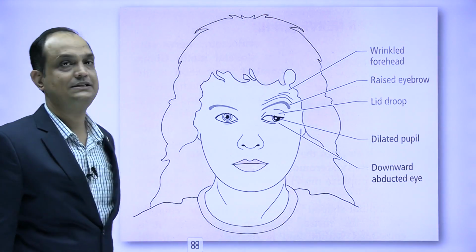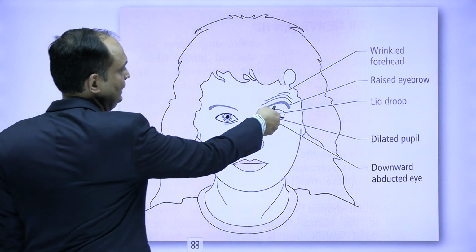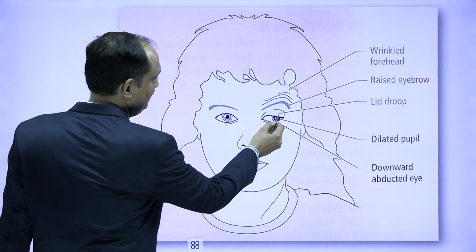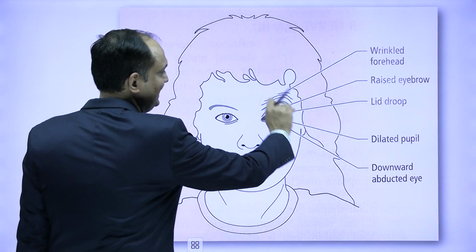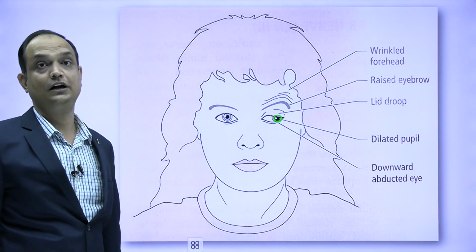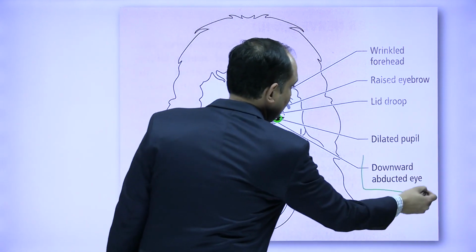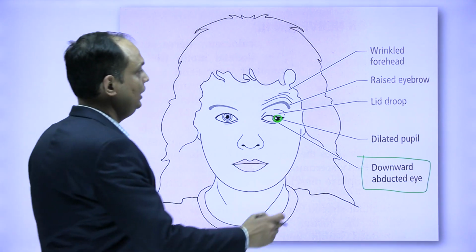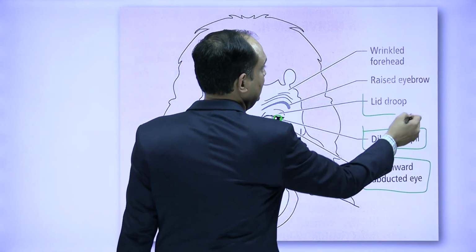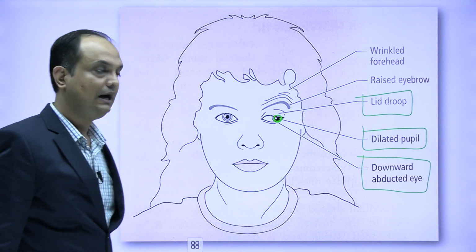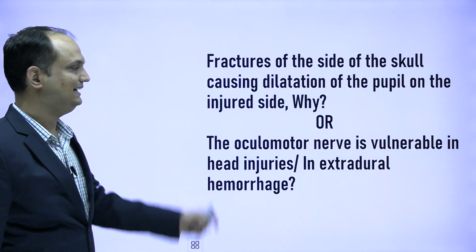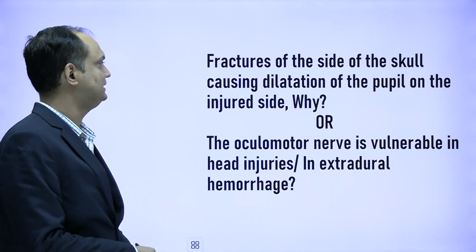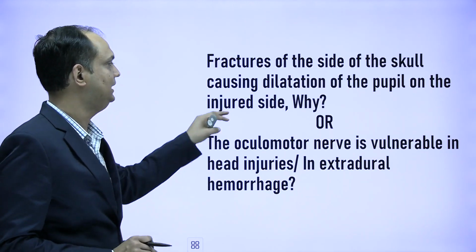Now here in this image, you can see that once you lift this upper eyelid manually, the eyeball is on the outward side, abducted and downward. So an abducted and downward eyeball is a classical feature of oculomotor nerve injury, along with the dilated pupil and drooping of your upper eyelid. Now, the next very important question: fractures of the side of the skull causing dilatation of pupil on the injured side.